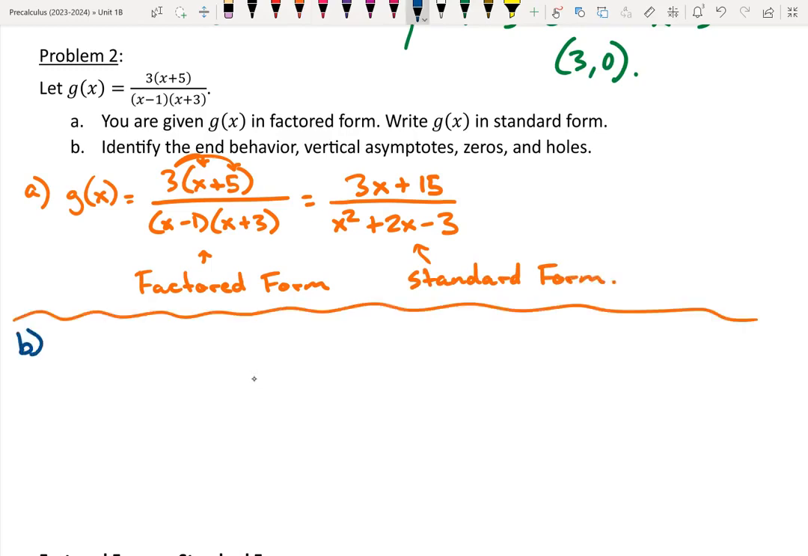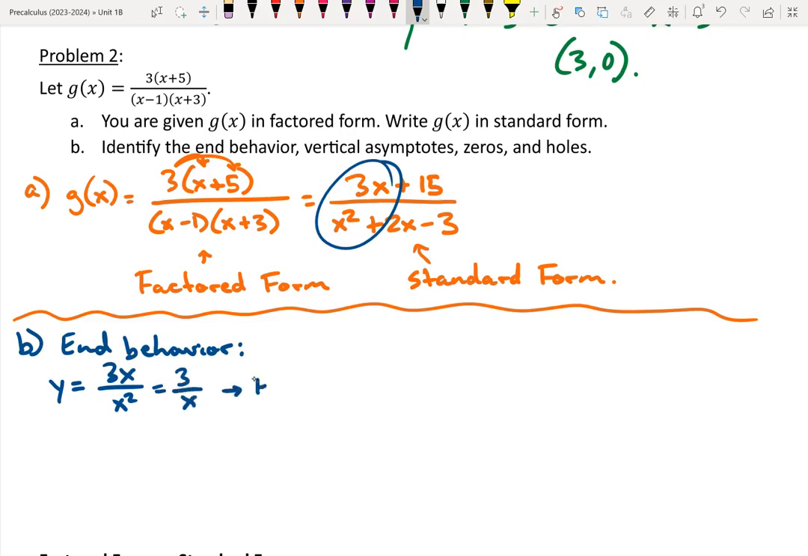In part B, again, we're finding that same information. So, end behavior: we look at the first terms in our standard form here. So y equals 3x over x squared. That reduces to 3 over x, which means we have a horizontal asymptote at y equals 0. We can write that as the limit as x approaches both positive and negative infinity for our function g is equal to 0.